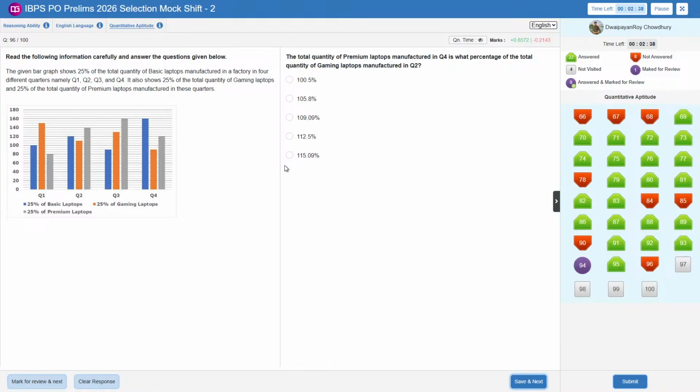Total quantity of premium laptops manufactured by Q4. Premium by Q4 it's going to be 120. How much percent total number of gaming by Q2? Gaming by Q2 is going to be 100. So it's how much more or what? Premium laptops by Q4 is what percent of total number of gaming laptops by Q2? So gaming laptop is definitely 100 and Q4 premium is 120.